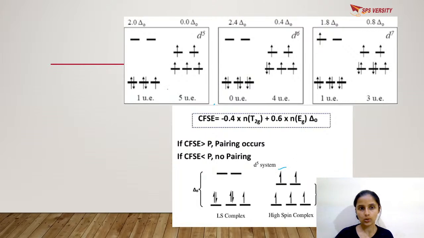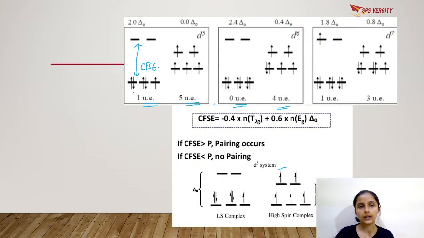Here in the example, UE is written, which stands for unpaired electrons. 1 UE, 1 unpaired electron, 5 UE, 5 unpaired electrons, 0 UE, 0 unpaired electrons, 4 unpaired electrons. This is what you have to remember in each and every case. And here the splitting energy is higher. You can see that the crystal field splitting energy is higher.